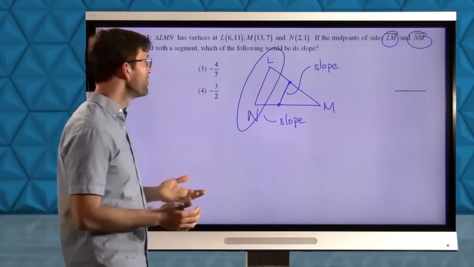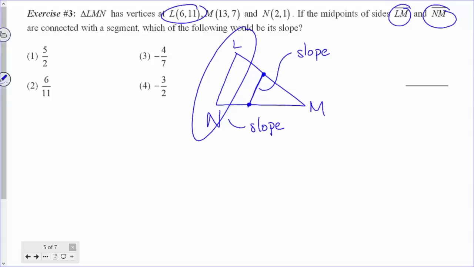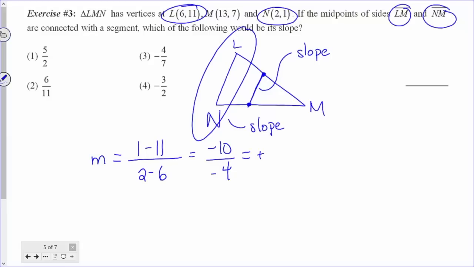All right, let's go through it. So it's simple enough. If I calculate the slope of LM, y2 minus y1 divided by x2 minus x1, I'll get negative 10 in the numerator, negative 4 in the denominator. A negative divided by a negative is a positive, and 10 divided by 4 is the same as 5/2.